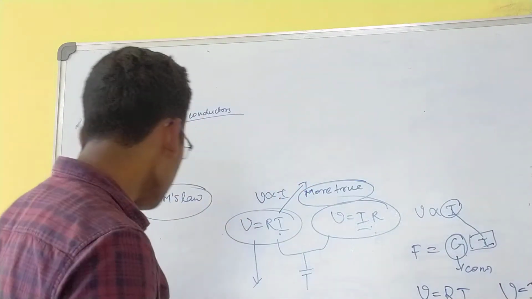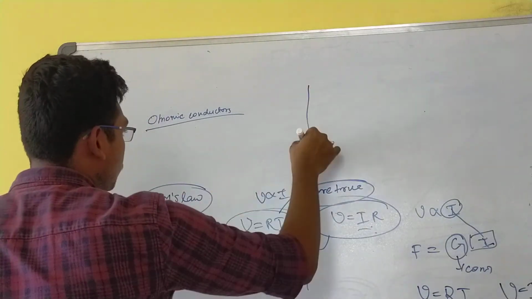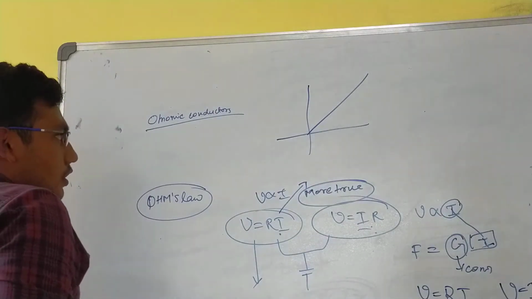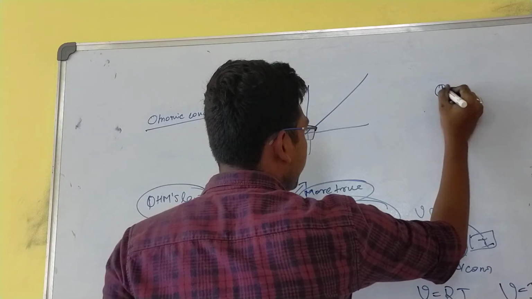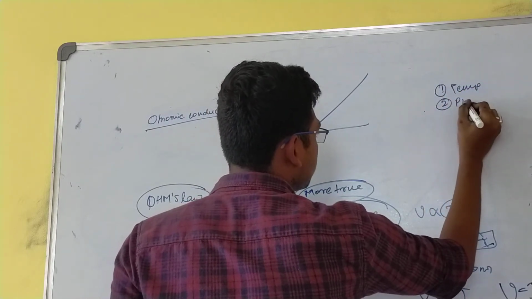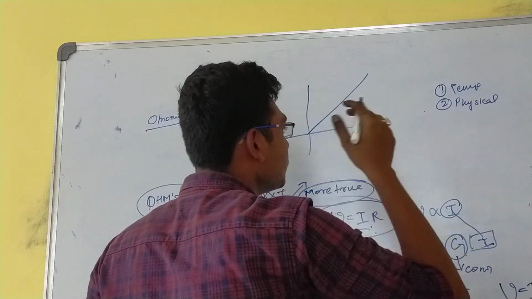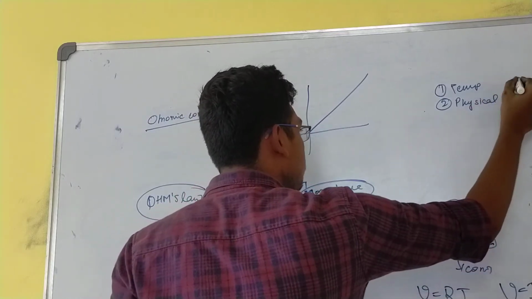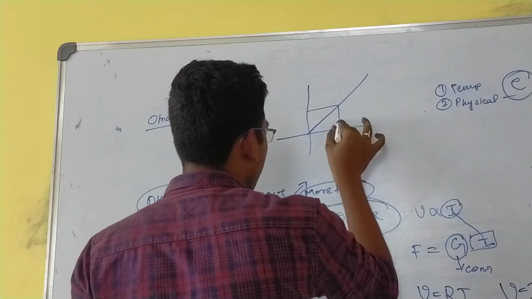So, what is an ohmic conductor? Those conductors which follow Ohm's law. In my statement of Ohm's law, I have told that the temperature and other physical quantities like pressure and humidity have to be kept constant. Then we are going to obtain something like this in a conductor.